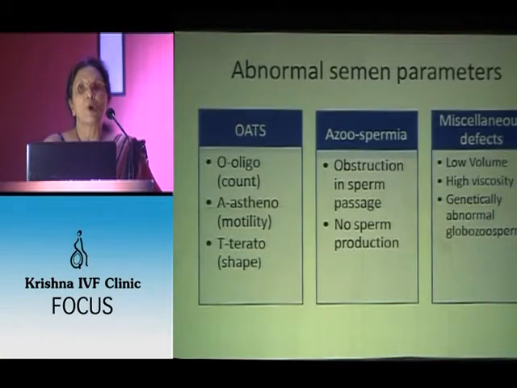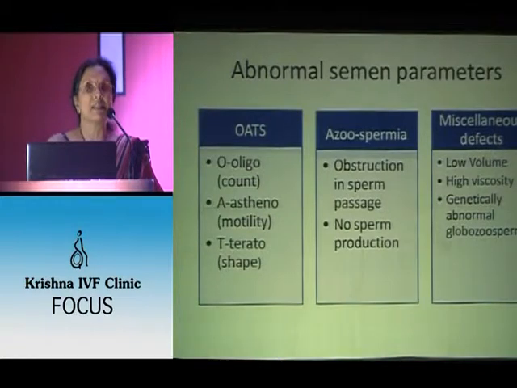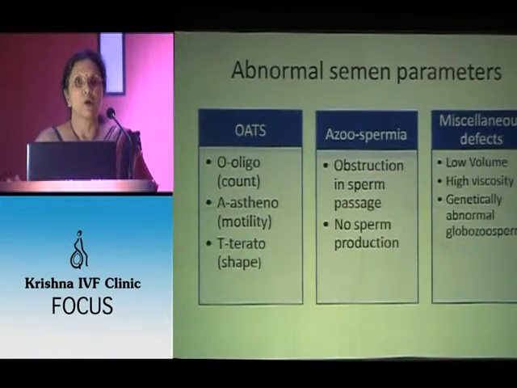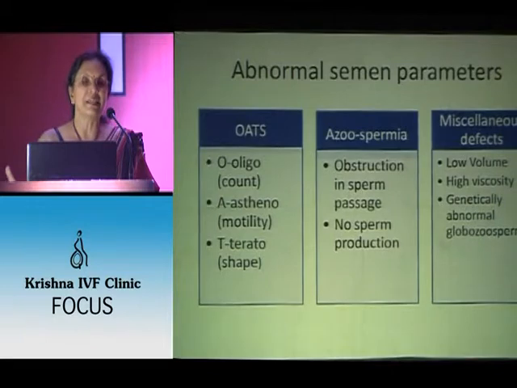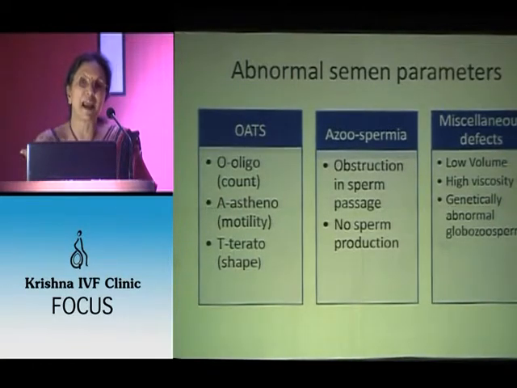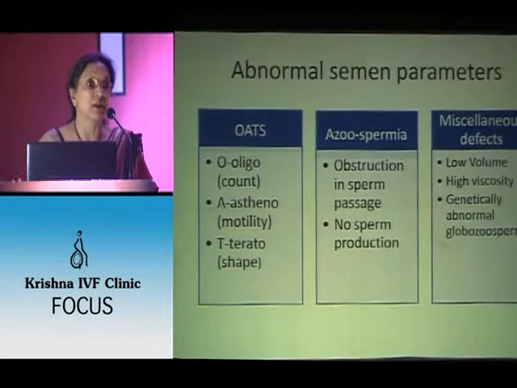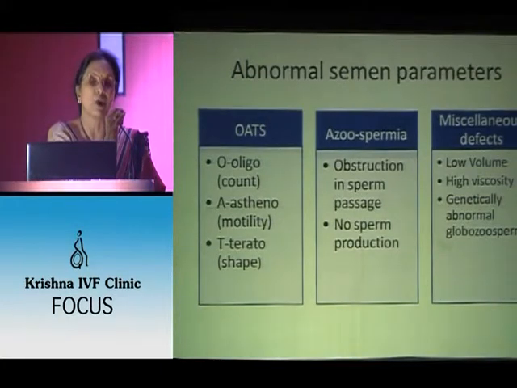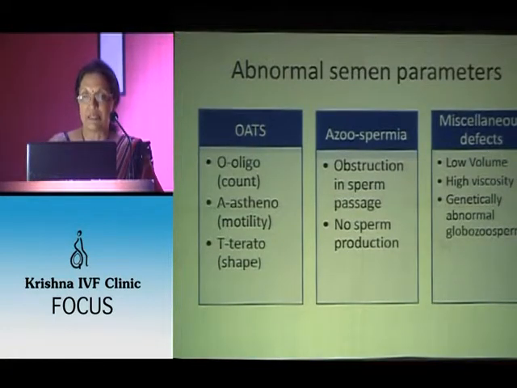Now, when we say abnormal semen parameters, what does that mean? OATS, the oligoasthenoteratozoospermia syndrome. O is for count, A is for motility, and T is for morphology or shape. I'm just bringing this back to you because we are general gynecologists and may not have access to all the advanced technology or words used in the practice of infertility.